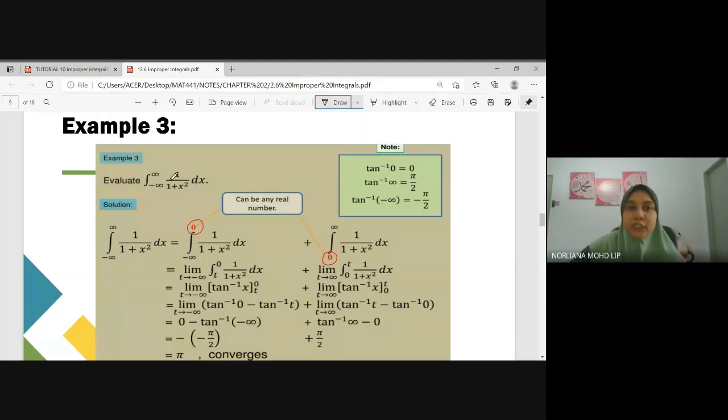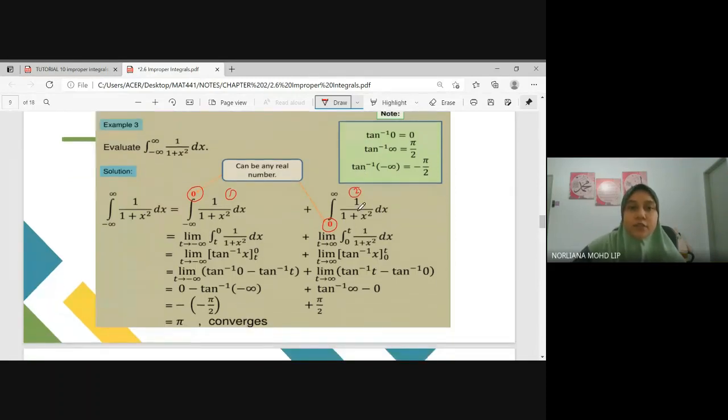It depends on the function here. So for example, take negative infinity to 0 of this function plus the integral of this function from 0 to positive infinity. Then here you must solve separately. There are 2 terms here, the first and the second term. So let us look first at the first term, the integral of 1 over 1 plus x square from negative infinity to 0.